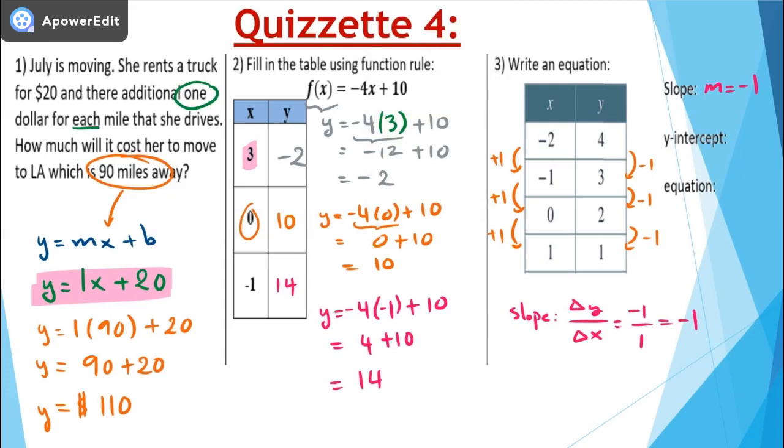Now b is the y-intercept, which is (0, 2). So your b is 2 in this case. So the equation, y equals mx plus b, where m, we just use the pattern, is negative 1x, and b is 2 because of (0, 2). That is your starting point.